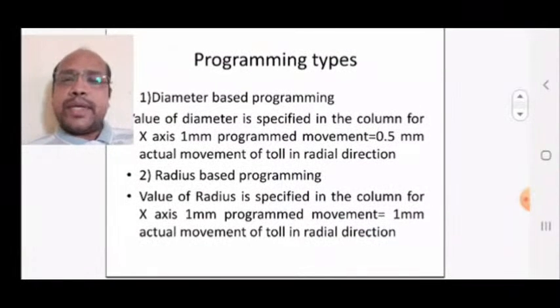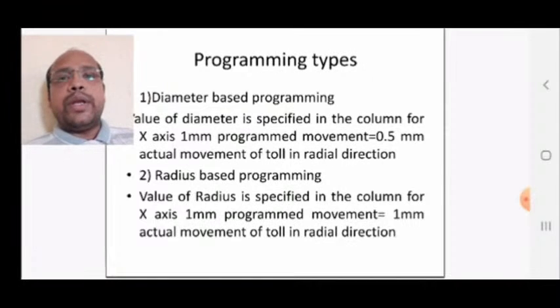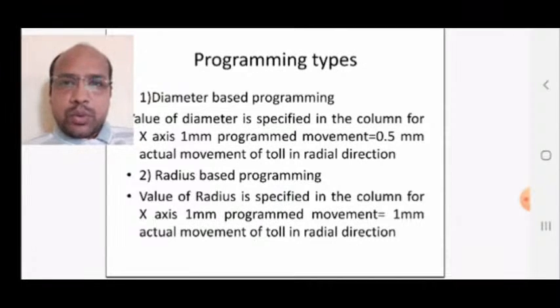But in the radius based part programming, 1 mm program, all these movements happen in radial direction only. There is no movement in a linear direction. So diameter based programming or radial based programming, these are only specified for movement of the tool in radial direction. Movement of the tool in radial direction, please keep this in mind.